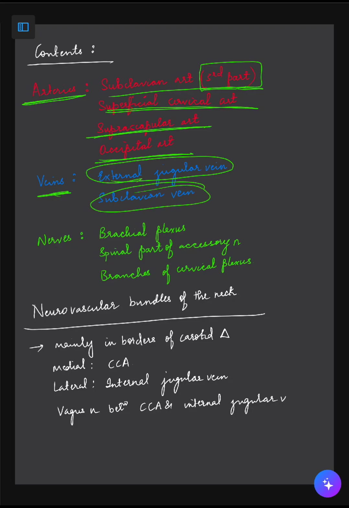Where does this external jugular vein come? The external jugular vein was there in the carotid triangle, in the subcutaneous tissue. Nerves: the brachial plexus, the spinal part of the accessory nerve, and branches of the cervical plexus. Now next is the neurovascular bundles of the neck.